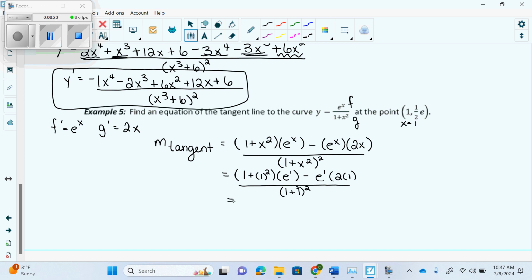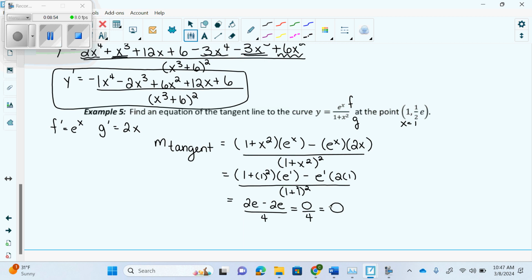So we're going to get 1 plus 1, which is 2e, minus, what happens? 2e minus 2e over 2 squared, which is 4. What's 2e minus 2e? 0. Can I do 0 divided by 4? Can I do 4 divided by 0? No, that would be an undefined slope, so it wouldn't exist. 0 divided by 4 is 0.